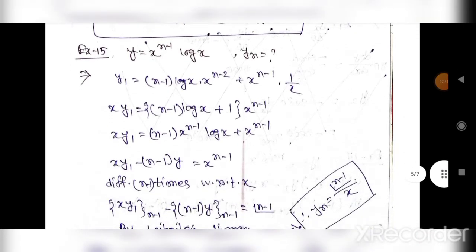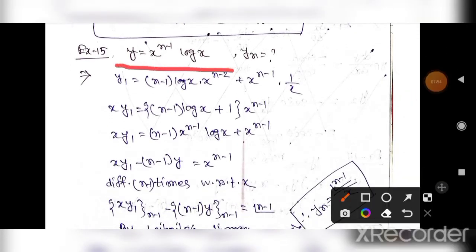Come to the next example. Here given y = x^(n-1) log x, then find yn. Now y1 = (n-1) log x · x^(n-2) + x^(n-1) · (1/x). Then xy1 = ((n-1) log x + 1) x^(n-1), so xy1 = (n-1) x^(n-1) log x + x^(n-1). Now xy1 - (n-1)y = x^(n-1).